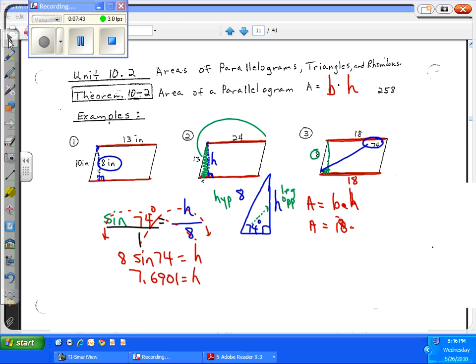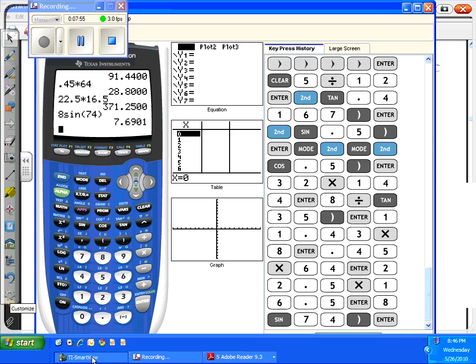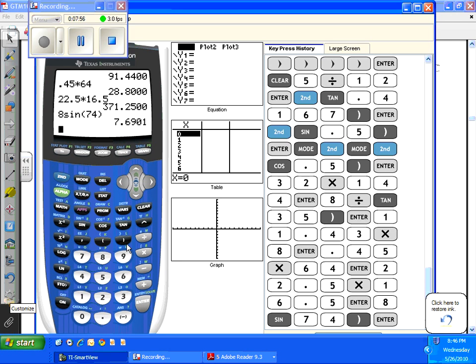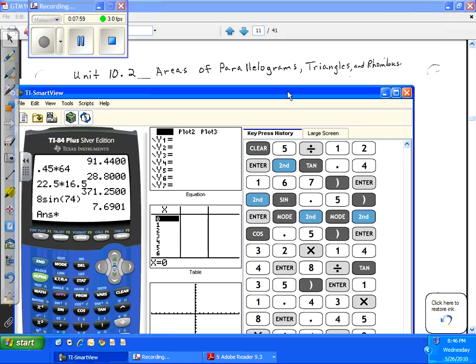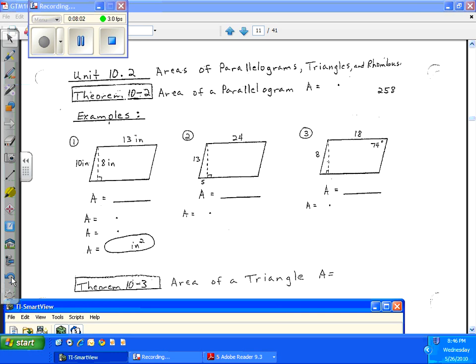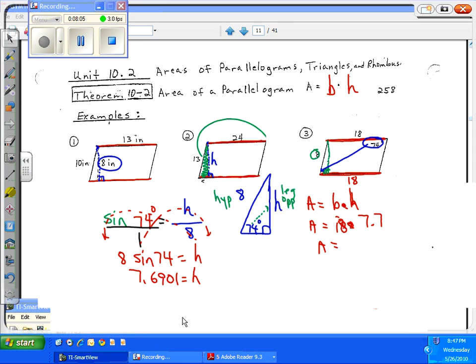So we get times the height. I'm just going to round it to 7.7. So there he is, 18 times 7.7. Or if it's still in the calculator, you can just leave the whole thing. Times, I'm getting forgetful, I apologize. 18. Where'd my calculator go?